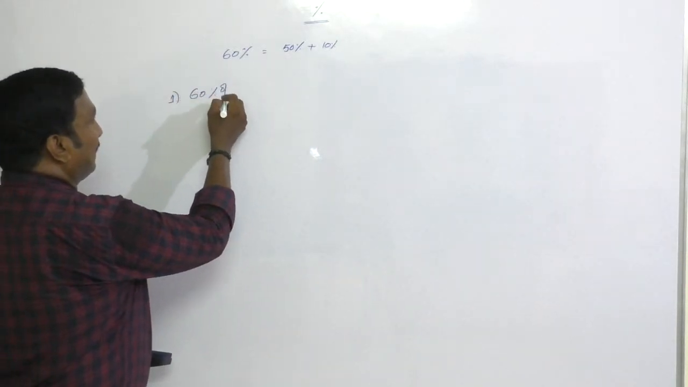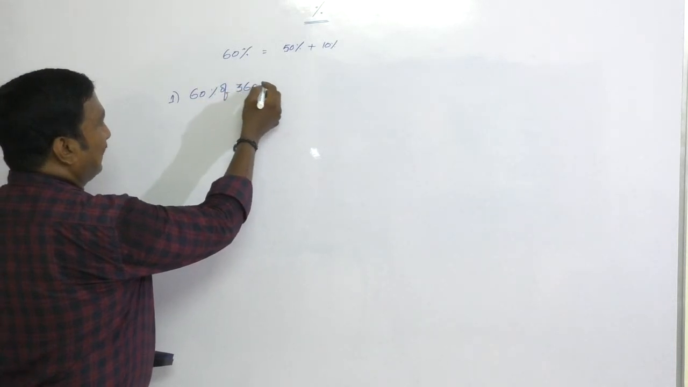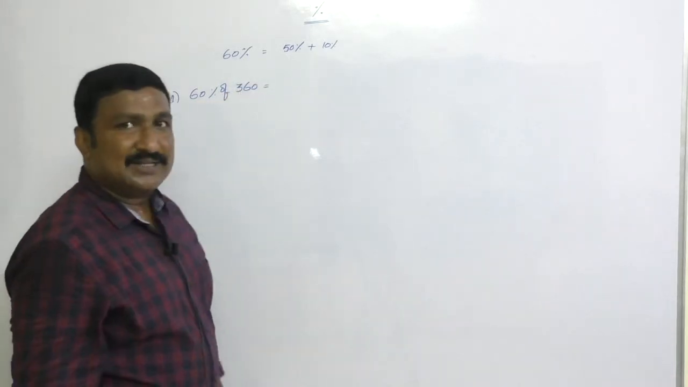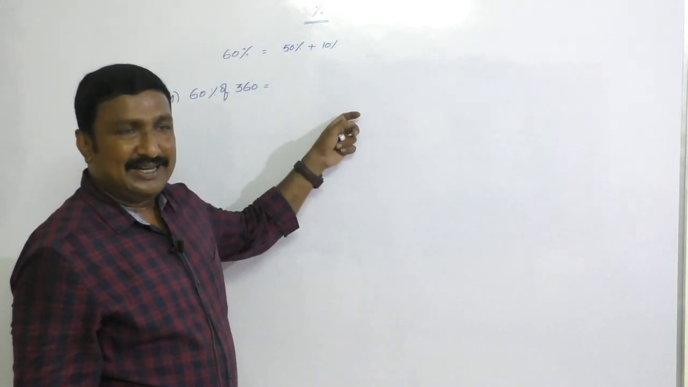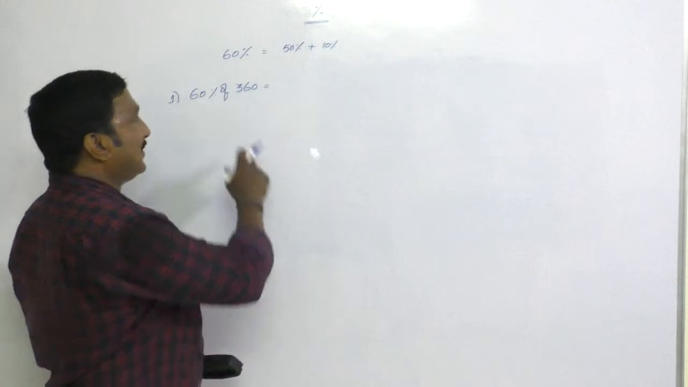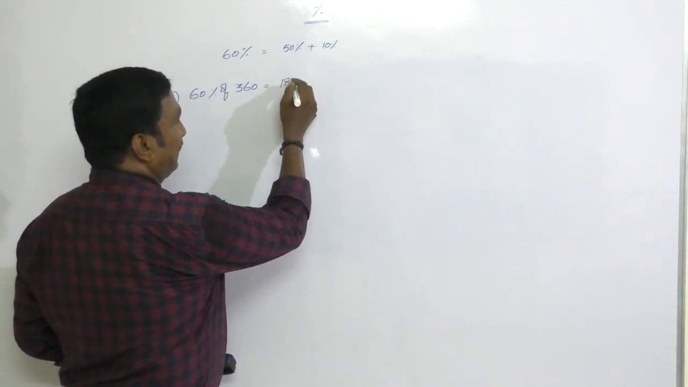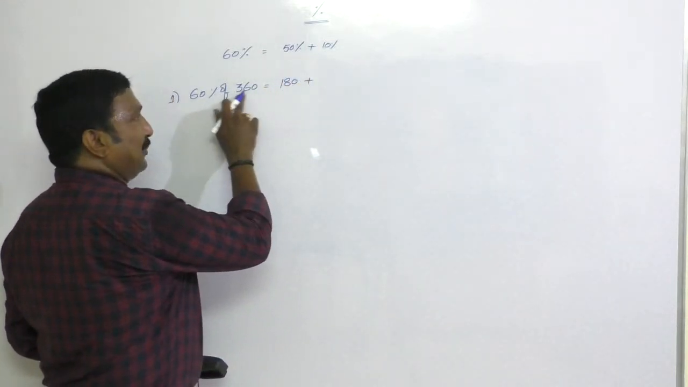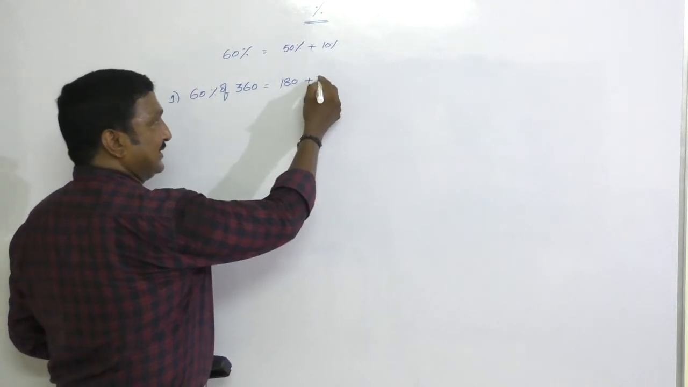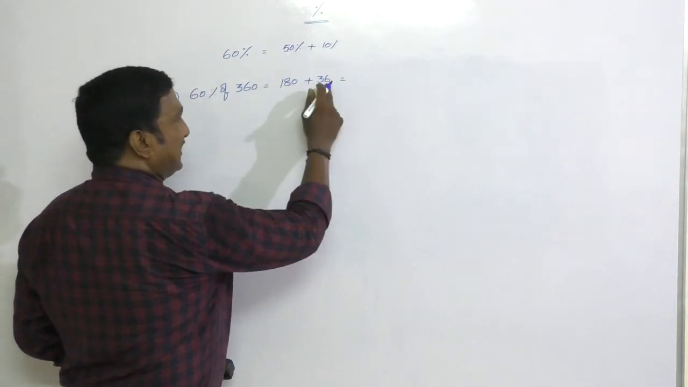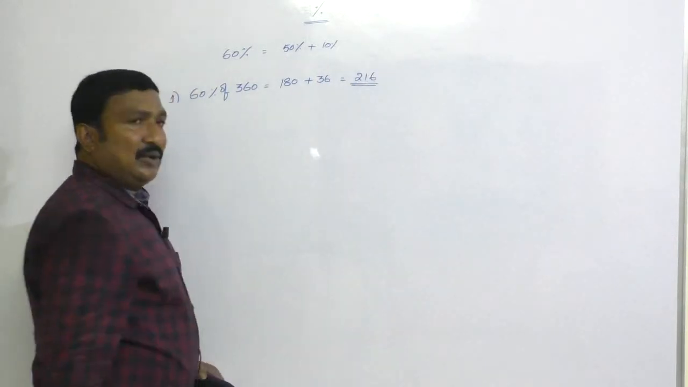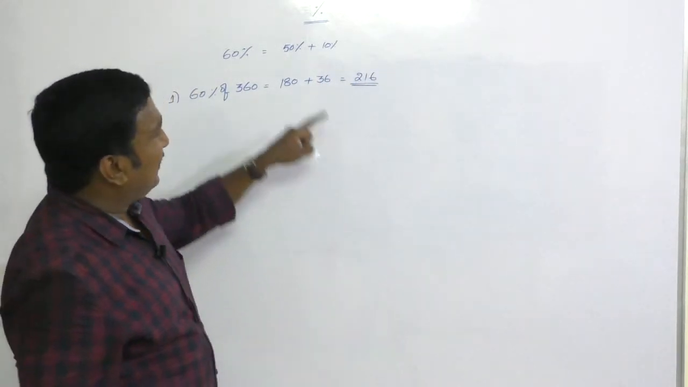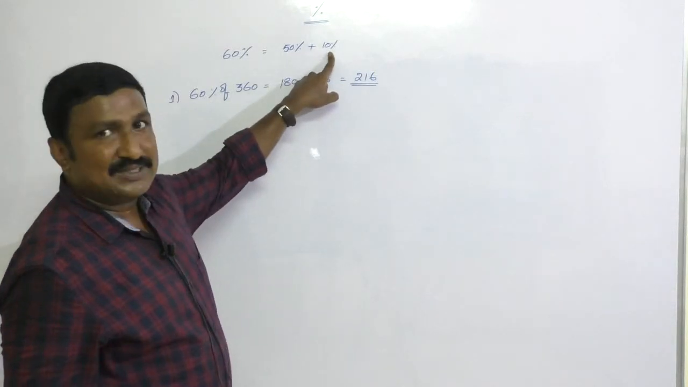Okay, example, 60% of 360. So what is it? 60% of 360. First you have to calculate 50%, then 10%. So what is the 50% of 360? 180 plus what is the 10% of 360? 36. So 180 plus 36 is nothing but how much will come? 216.